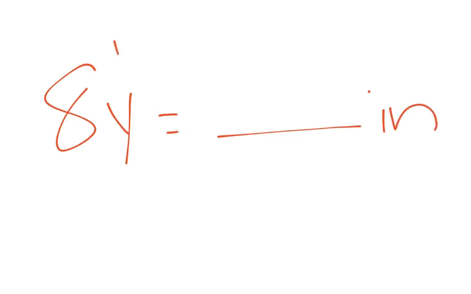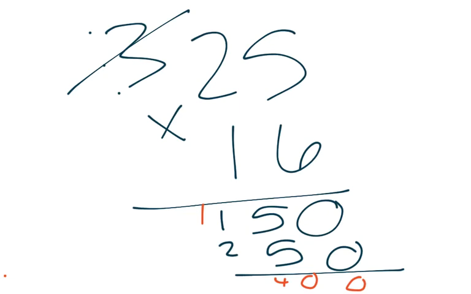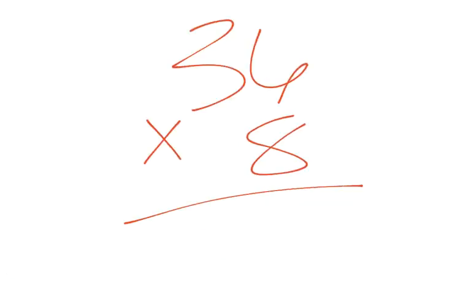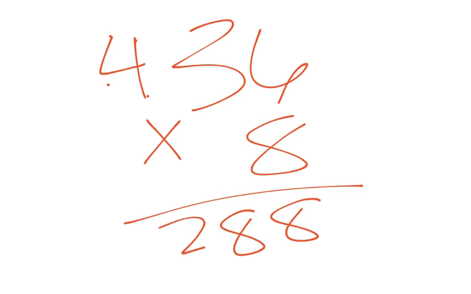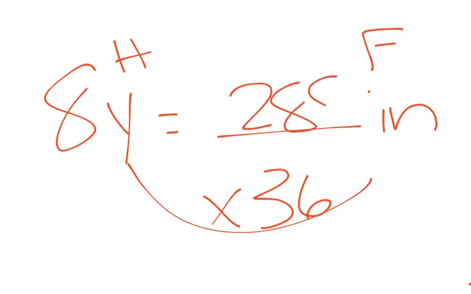So I know I'm going horse to fly, multiply, and I'm going to multiply by 36 because I know there are 3 feet in a yard and every foot is 12 inches. So 12 times 3 is 36. So I'm doing 36 times 8. 8 times 6 is 48. 8 times 3 is 24, 25, 26, 27, 28. So I get 288 inches.